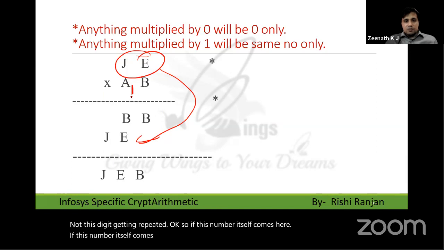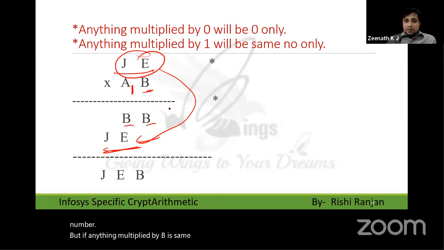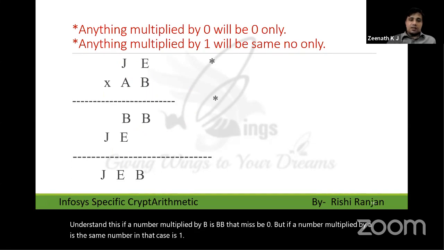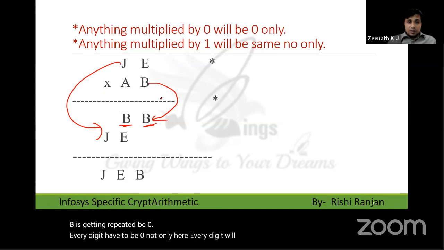If this number itself comes here, that means A is 1, because anything multiplied by 1 is the same number. But if anything multiplied by B gives BB everywhere, that means B is definitely 0. Understand this. If a number multiplied by B is BB, that means B is 0. But if a number multiplied by A is the same number, in that case, A is 1. Understand the difference. Same number, A is 1. B is getting repeated, B is 0. Every digit will become 0, and in that case, B is 0.